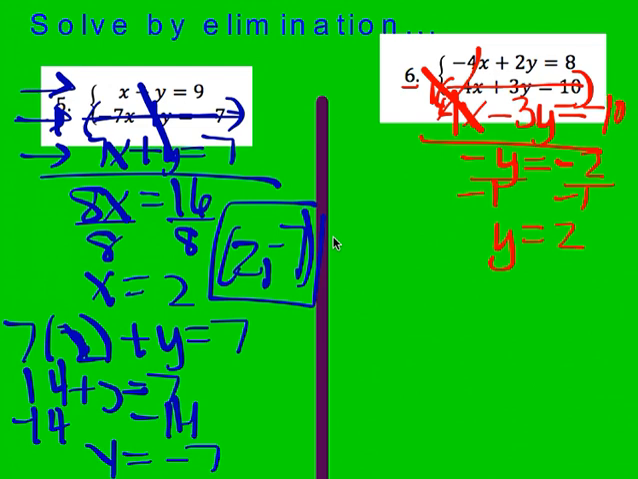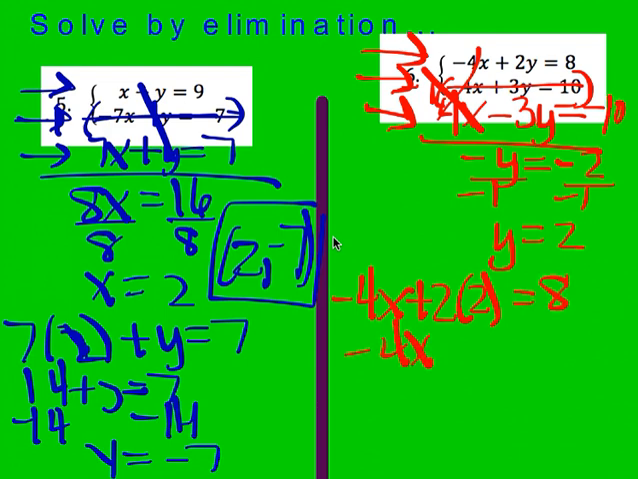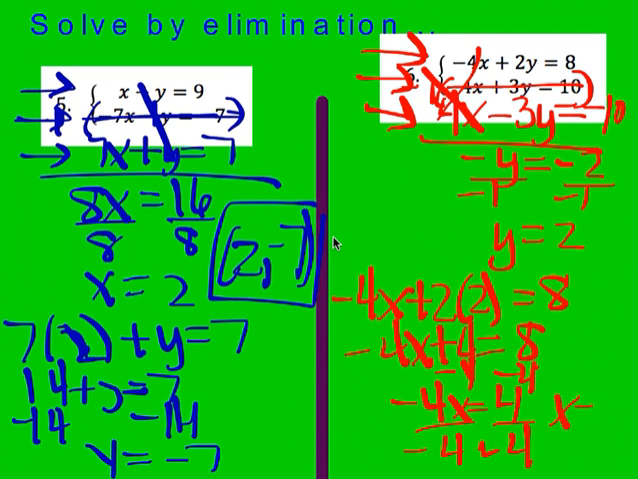So now that I have 2, I can plug it back into any of these versions. So let's just plug it into the top version. So I have negative 4x plus 2. Now instead of writing my y, I'm going to write 2 is equal to 8. So I get negative 4x plus 4 is equal to 8. Subtract 4 from both sides. And then I get negative 4x is equal to 4. Divide both sides by negative 4. And I get that x is equal to negative 1.